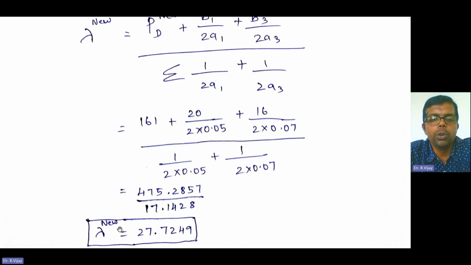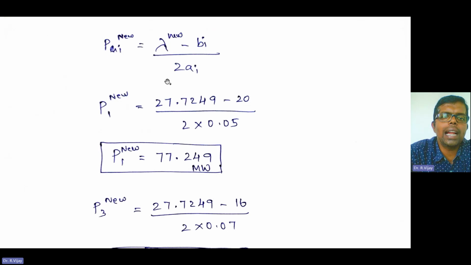We are getting the new lambda value as 27.7249 after decimal 4 digits. So whether you are getting the same answer or not, you just tell in the comment. That is lambda nu as 27.7249. Now we need to calculate PA nu.